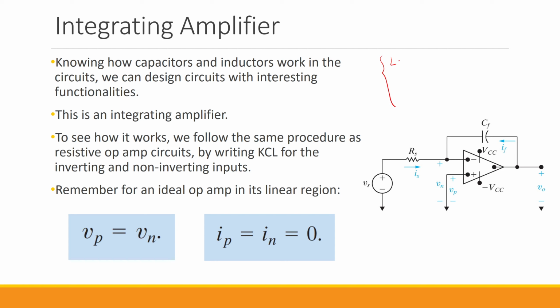For the inductor, the voltage across the inductor was L di over dt. So basically the voltage across the inductor was in proportion with the derivative of its current with respect to time. For the capacitor, the current that went through a capacitor was C dV over dt, or basically the current was in proportion with the derivative of the voltage with respect to time.